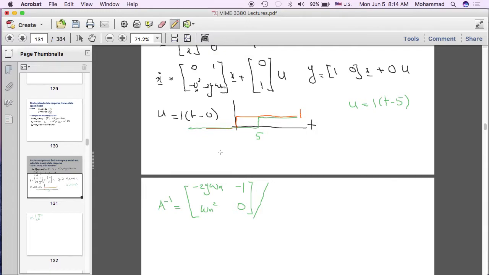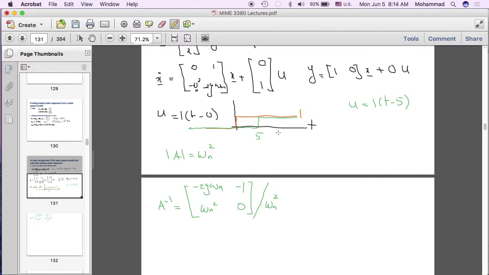So in order to find the determinant, again, you multiply 0 by minus 2 zeta omega n, which is 0, and subtract from it the multiplication of off-diagonal terms. So what is left as the determinant is omega n squared. So let me write this down. The determinant of A is going to be equal to omega n squared with the positive sign. So we divided that. So this is A inverse.